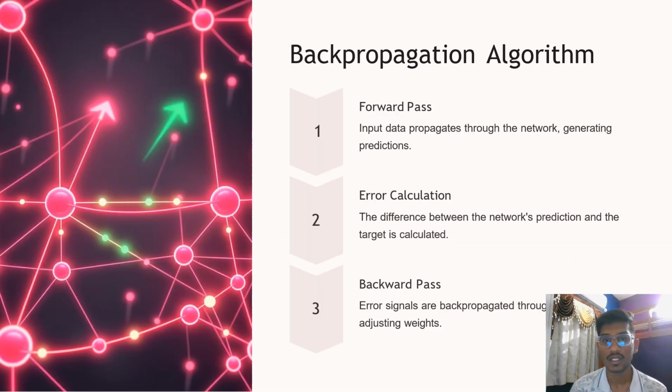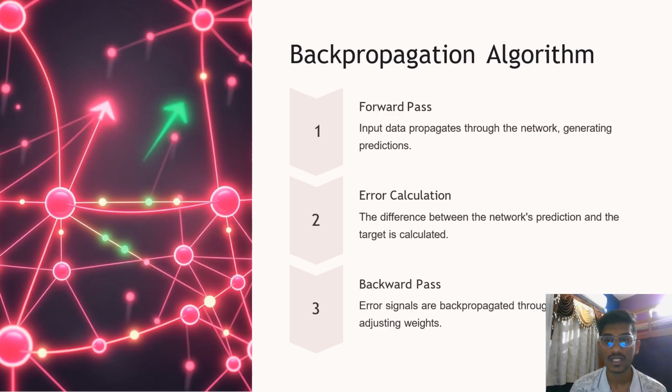Now another topic that we are going to discuss is backpropagation. It basically follows three different steps. The first one is the forward pass, then error calculation, and then we have the backward pass. In the forward pass, the input data propagates through the network and it generates some predictions.